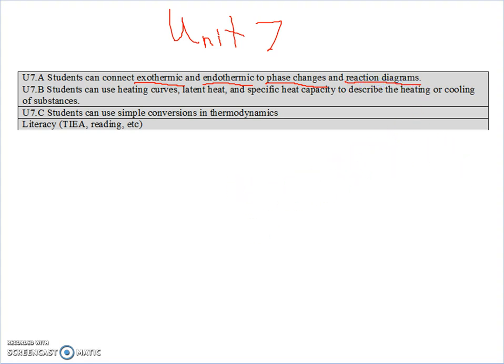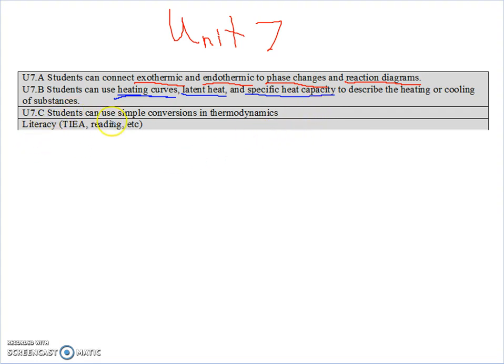7B says students can use heating curves, latent heat, and specific heat capacity to describe the heating or cooling of substances. So you've got to know what a heating curve looks like. You should be able to sketch one, especially if I give you a melting and boiling point. You've got to understand why it plateaus, why it goes horizontal, that is what a plateau is. You've got to know what latent heat is and the equation that goes with it. Specific heat capacity, what it is, and the equation that goes with it.